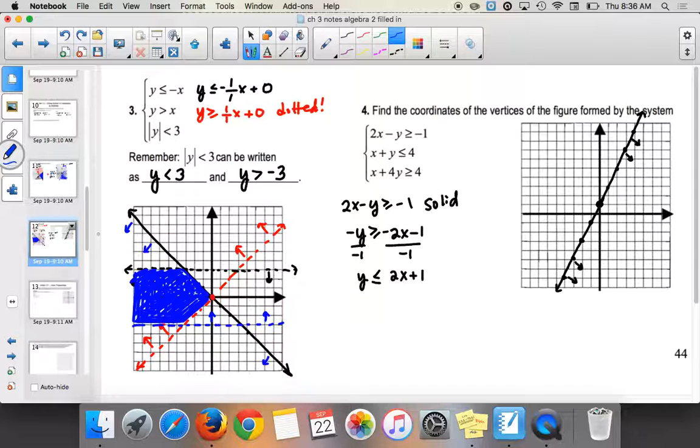So I'm going to do the other one in another color. So I have x plus y is less than or equal to 4. That one's pretty easy to get into the y equals form, right? So y is less than or equal to negative x plus 4.